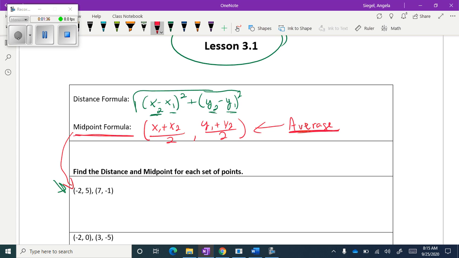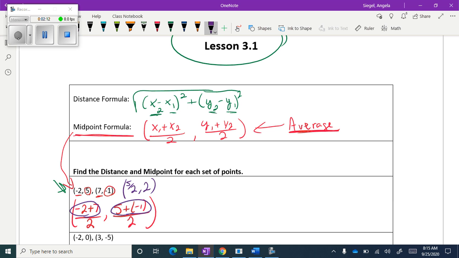So what we're going to do is add our two x's together: -2 plus 7, divided by 2. So we're getting the average between -2 and 7. And then same thing for my y's: 5 and -1. So I'm going to say 5 plus -1 over 2. This ends up being 5 halves, and this ends up being 4 halves, which is 2. So if I were to graph this, (2.5, 2) would be my midpoint of that line.